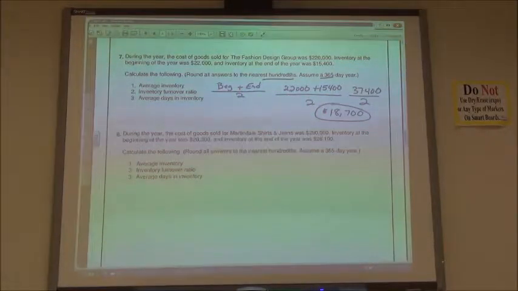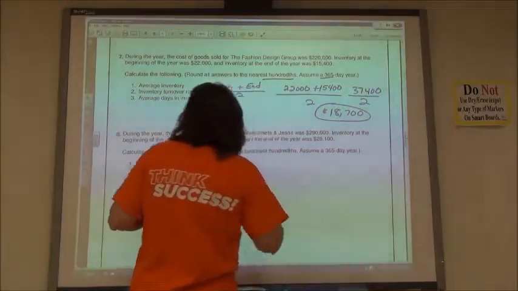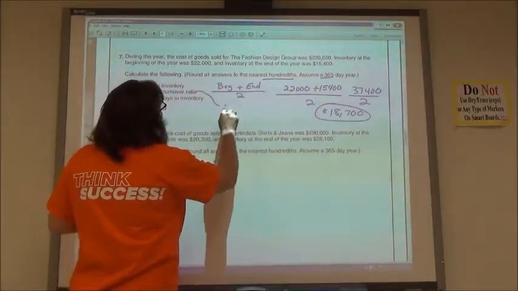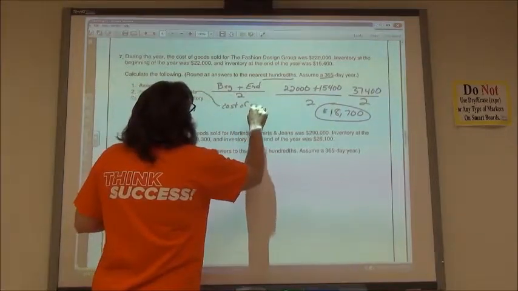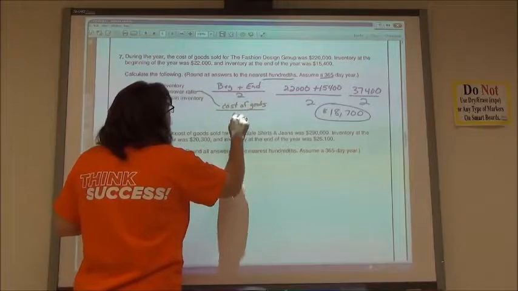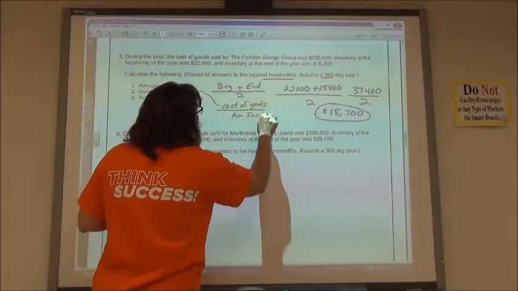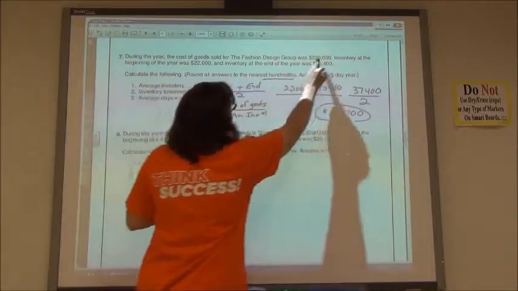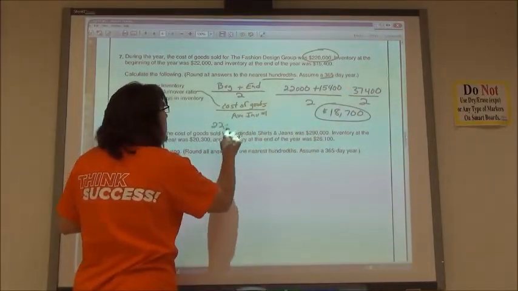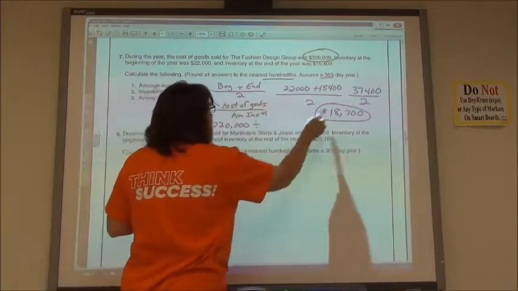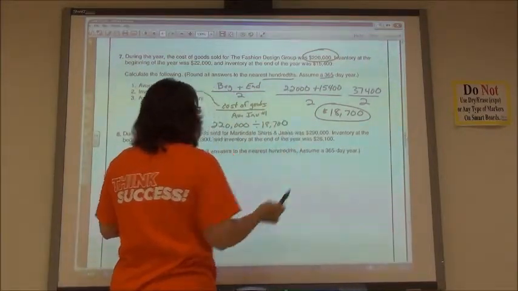The inventory turnover ratio is what they want us to find for number 2. To find the inventory turnover ratio, we're going to take the cost of the goods sold and we're going to divide it by the average inventory, which is the answer to number 1. So the cost of goods sold, 220,000 divided by our average inventory, 18,700.